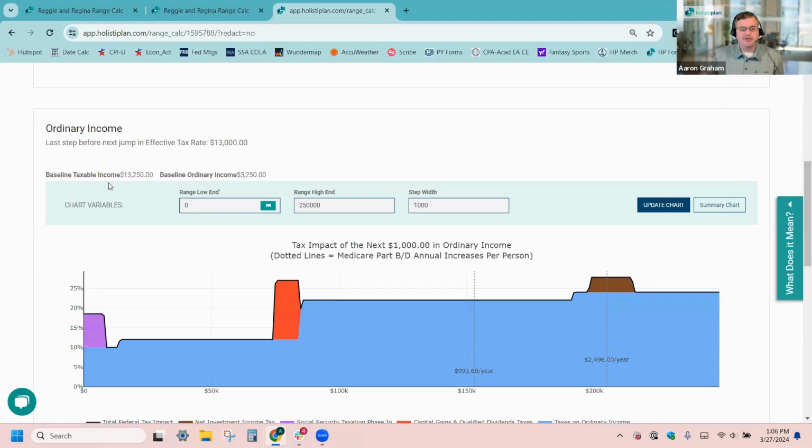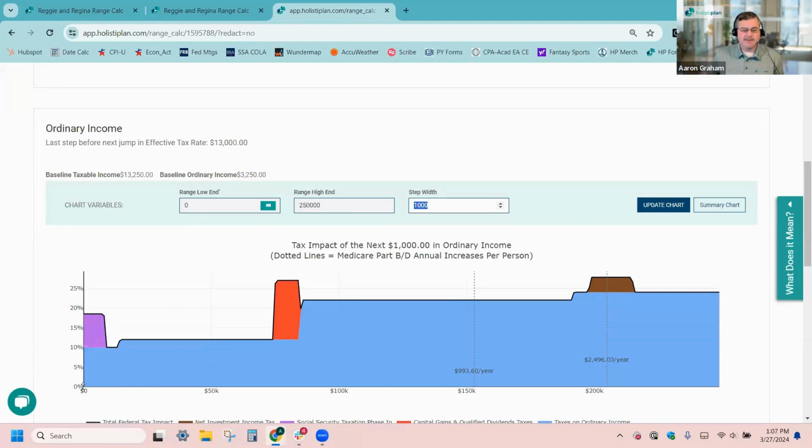So here, as we orient ourselves to what this graph looks like, we'll call out the baseline taxable income and the baseline ordinary income in this first graph. As we navigate around, you'll see that we have a range low end, which means your minimum on the x-axis, the range high end, which is the maximum of the x-axis, and the step width is the incremental changes of income that we're looking at.